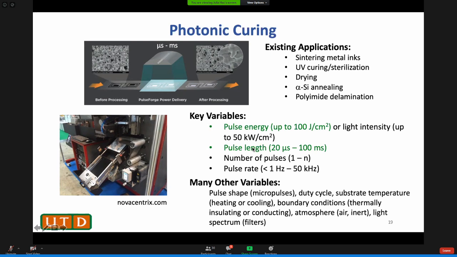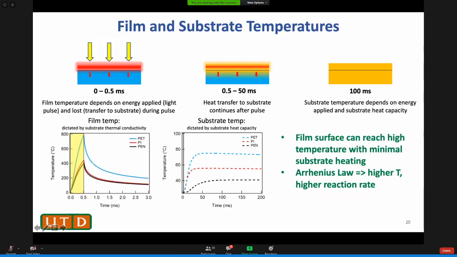And the other important thing is, you learn in physics, Arrhenius law. The high temperature allows you to have a higher reaction rate. So you don't have to have the light on for that long. The total energy delivered to the film can be low, but because you reach a high temperature, you have a very fast reaction rate. You can do your phase transformation during that time without putting in a lot of energy.